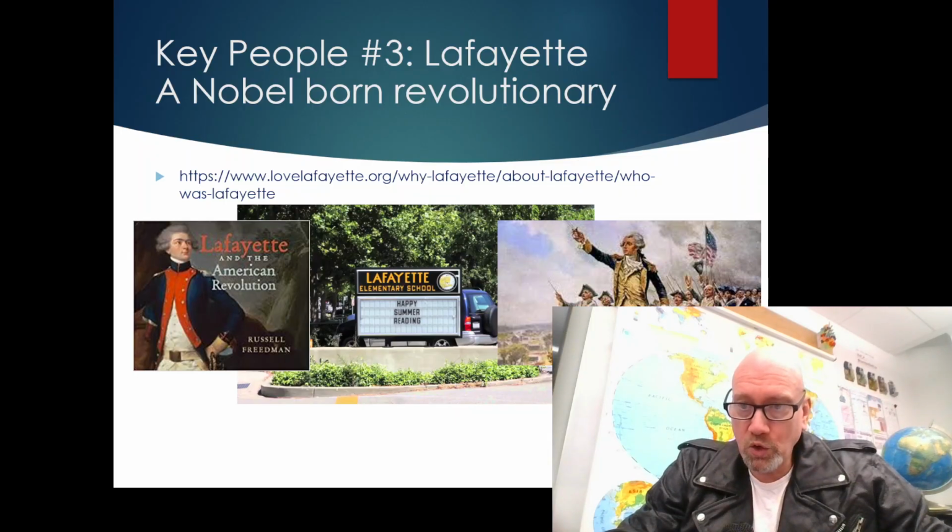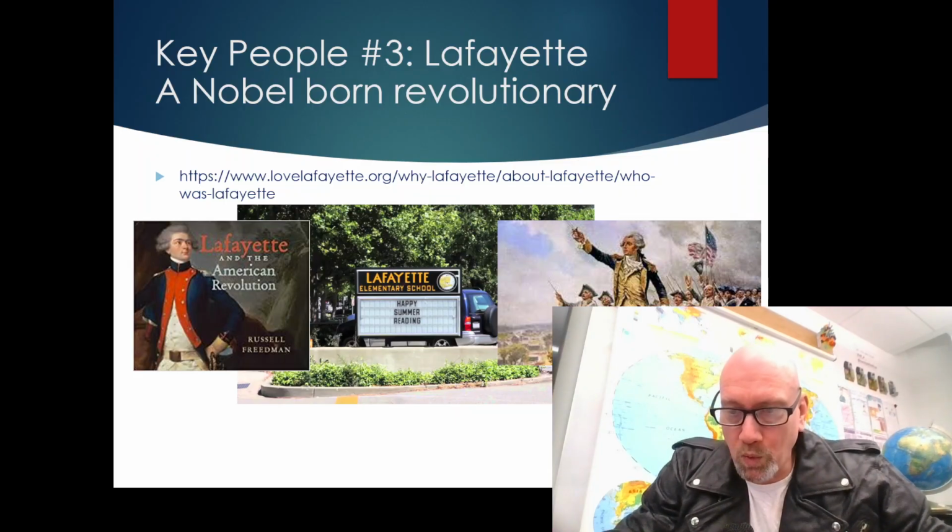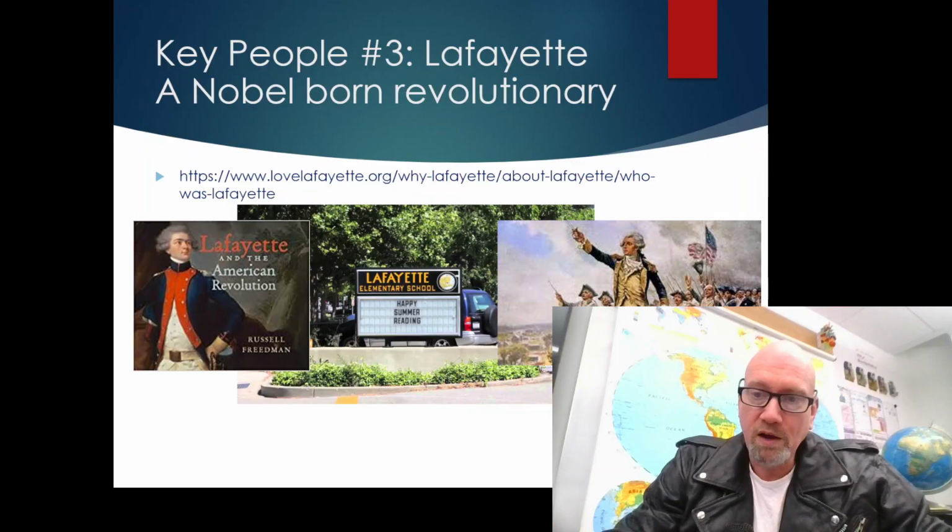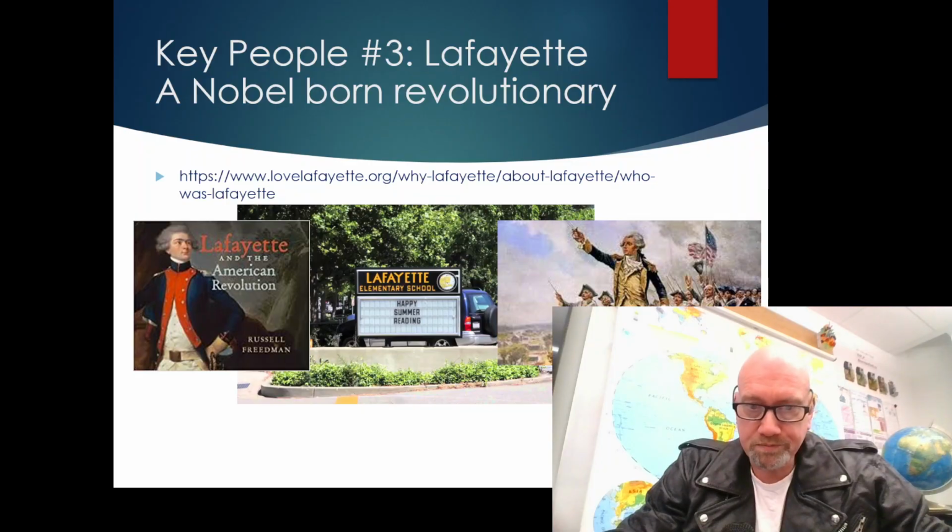Another person who is more of a hero is Lafayette, a noble-born revolutionary. Somebody who was nobility, who wanted to support the revolution. How did he get involved? Well, he was really passionate about the American Revolution, partly perhaps for the cause of the American Revolution, but partly perhaps because he wanted to get revenge on the British for his father being killed in the Seven Years' War. He went to join the American Revolution to avenge his father's death.